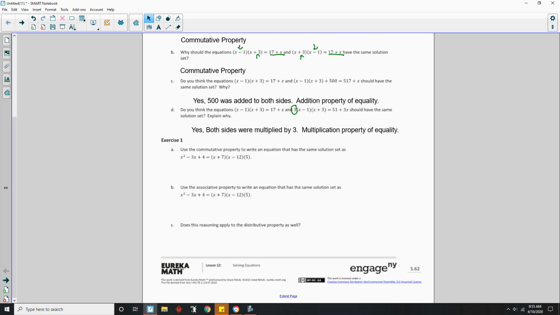Okay, the next part is exercise 1. Again, it's an exercise, so you need to do this on your own. So pause the video, see if you can do it, come back, check your answers. Okay, so commutative property means order doesn't matter. So we have x squared minus 3x plus 4. And then over here we have 3 sets of parentheses. So what I would do is take x squared minus 3x plus 4, leave it as is, and say that equals, and just rearrange this. How about (5x plus 7)(x minus 12). Okay?